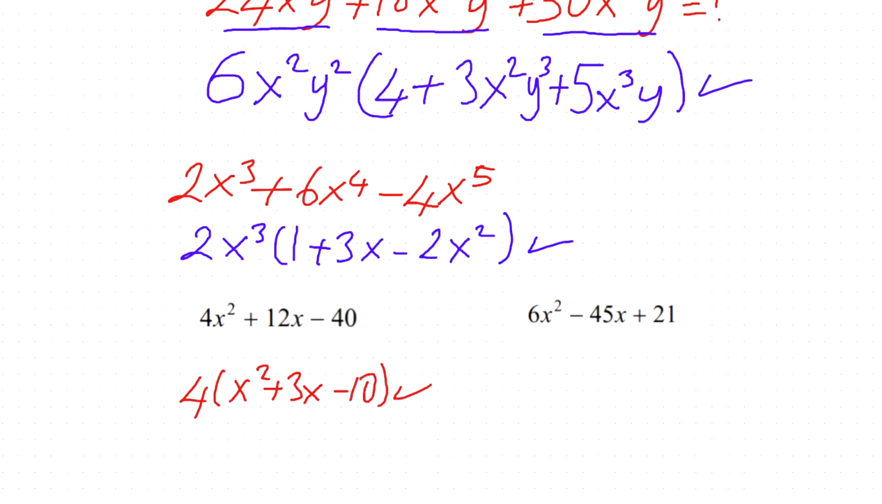And this one, what's common in all? Look at it. 6, 45, and 21. We have 3 in common in all. 2x squared, 45 divided by 3 is 15x, and plus 21 over 3 is 7. This is how you factor the given expressions.